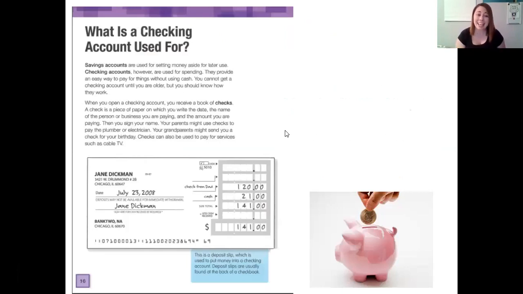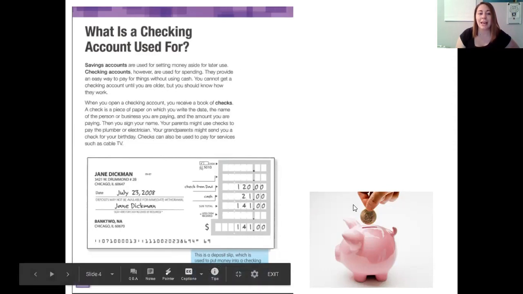Our first heading is: What is a checking account used for? Savings accounts are used for setting money aside for later use. Checking accounts, however, are used for spending. They provide an easy way to pay for things without using cash. You cannot get a checking account until you are older, but you should know how they work. When you open a checking account, you receive a book of checks. A check is a piece of paper on which you write the date, the name of the person or business you are paying, and the amount you are paying. Then you sign your name. Your parents might use checks to pay the plumber or an electrician. Your grandparents might send you a check for your birthday. Checks can also be used to pay for services such as cable.